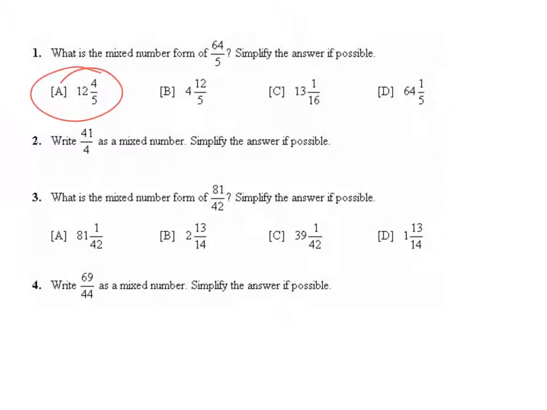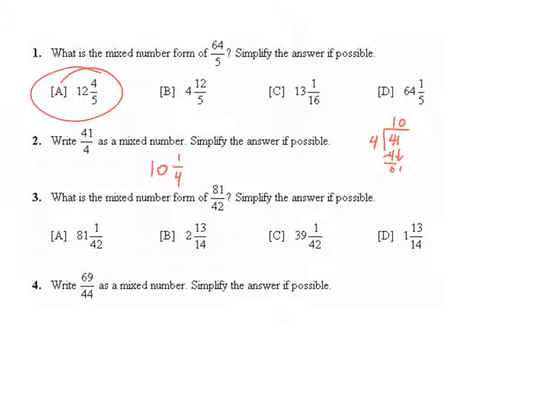Question 2 is 41/4 to a mixed number. So I'm going to take 41 and I'm going to group it into groups of 4 because there will be 4/4 in one whole. 4 goes into 41 ten times, so we have 10 wholes that we can make, and then one left over that we are trying to split into 4 parts, so 10 1/4.